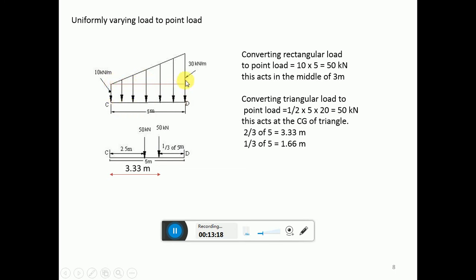For the uniformly varying load, you will have half into base 5 meter into 20. Why 20 here? Because 10 is here, 30 whole minus 10 remaining from here to here, it is 20 kilonewton per meter. So you will get 50 kilonewton acting over here. That is 2/3 of L from this point, and 1/3 of L from this point. So you will get that as 3.33 meter and 1.66 meter.